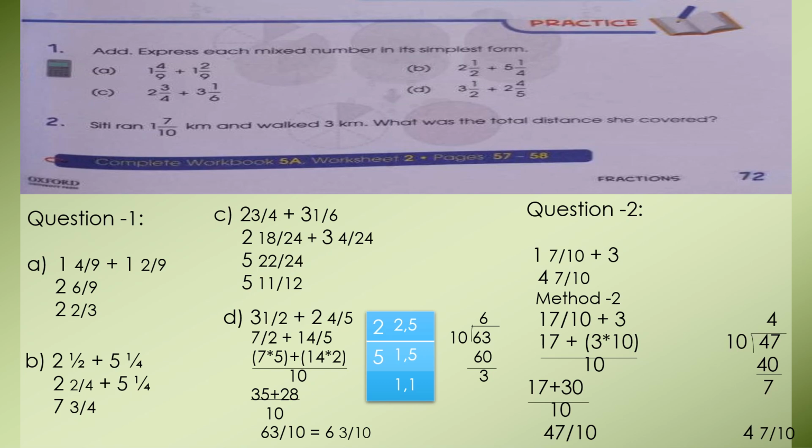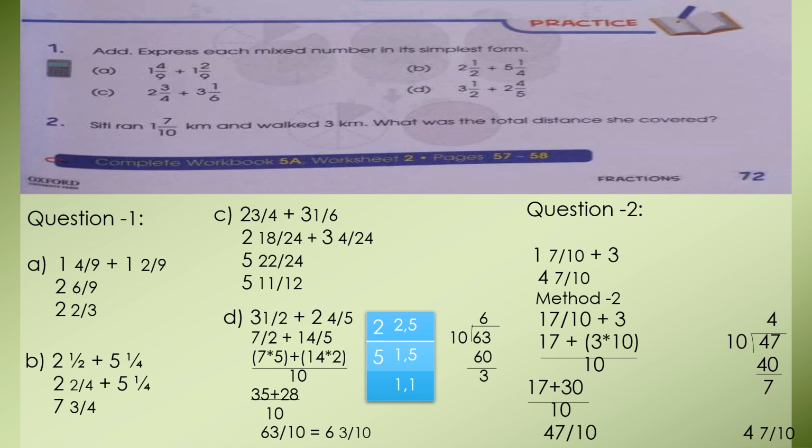Here we first convert the mixed numbers into improper fractions. So we have 7 over 2, because 2 into 3 is 6 plus 1, 7 over 2, plus 5 into 2 is 10 plus 4 is 14 over 5. Now we need to take the LCM to get the single denominator. So 2 and 5 are going to be taken for the LCM, and we have 10 as the answer.